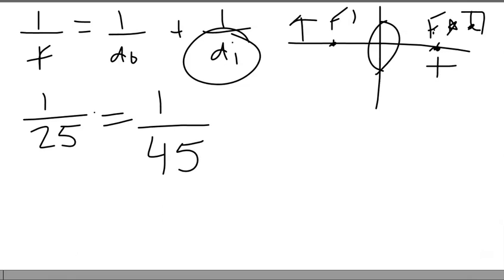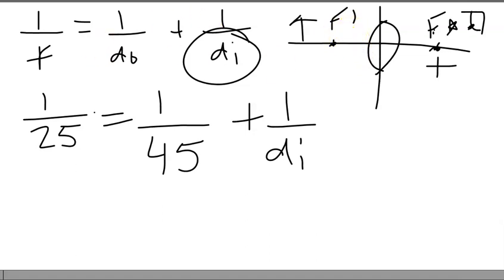45 plus 1 over di. All right. Now, even though our object is technically on the negative side, your dO is always going to be positive, so don't worry about that. dO is always positive. It's just if your image pops up on the negative side, then your image distance would be negative.